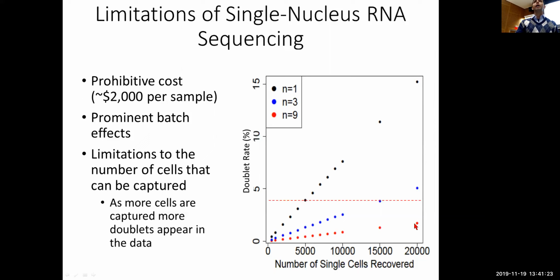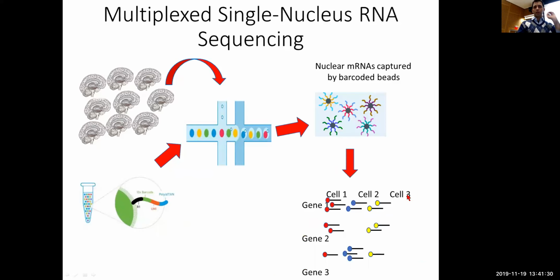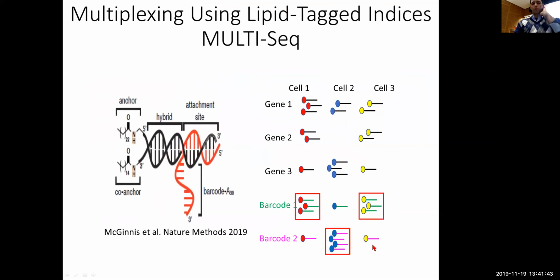You still have 1 chance in 9 of pairing up with a cell of the same color, but by multiplexing, you reduce that. So you take all of your samples, for example, 9 different individuals, and then you throw in the cells, and you now throw in the barcodes, and you now have a set of barcodes for each of those.